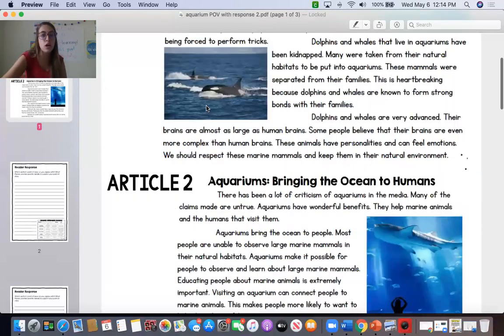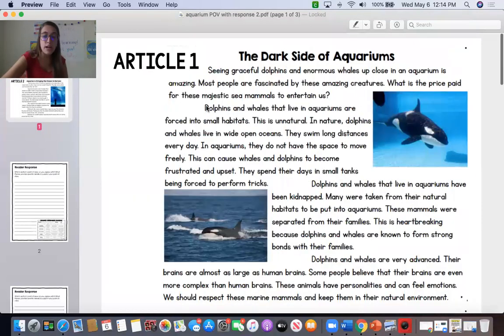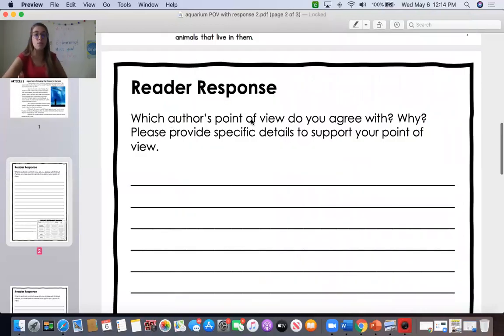Okay, so these articles are very different. So now your job is you are going to tell me which author's point of view do you agree with. So you are picking. So I agree with the author in Article 1, or I agree with the author in Article 2. And then you are providing me specific details from the text to support your point of view. So you need to go back and you need to find that text evidence.